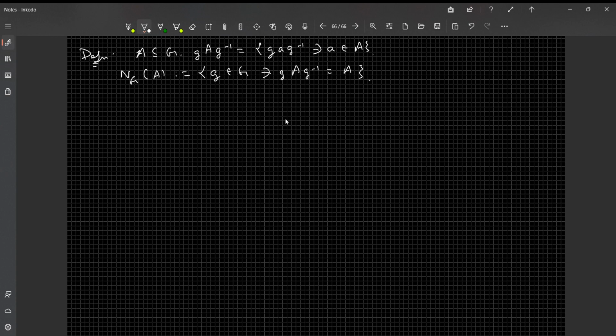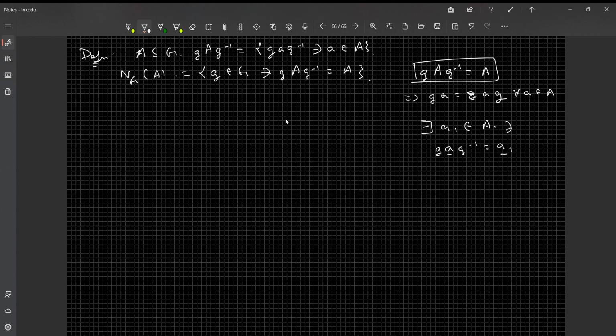Because gAg inverse equal to A doesn't necessarily imply that g a is equal to a g for all a in A. It only implies that there exists some a1 in capital A such that g a g inverse is equal to a1. So this a1 and a are not necessarily the same. They are not identical.